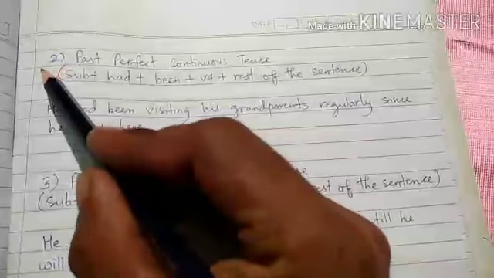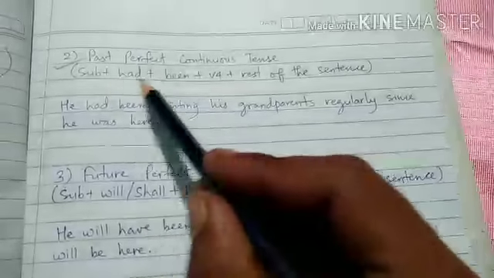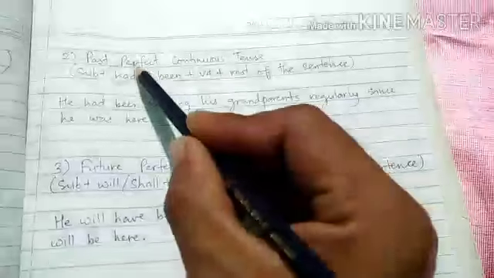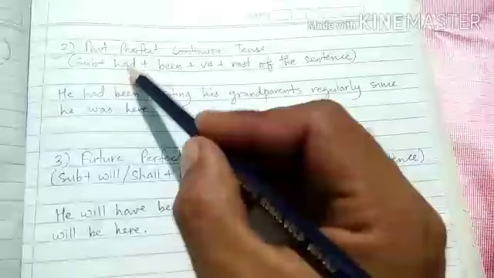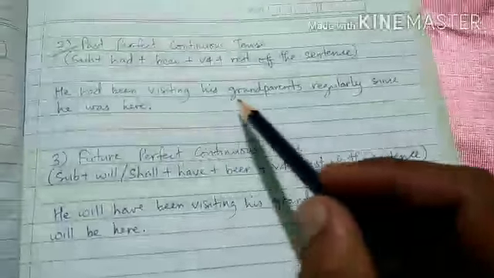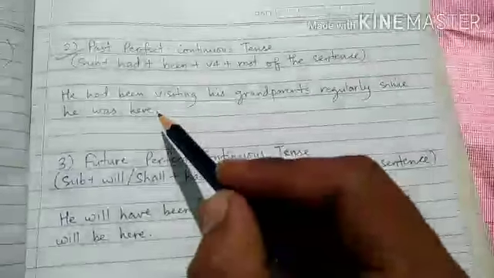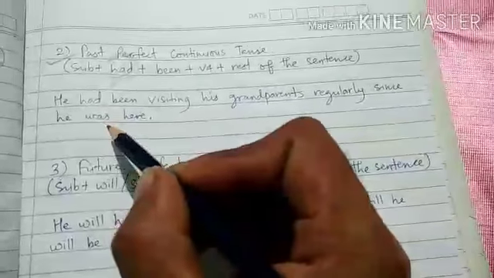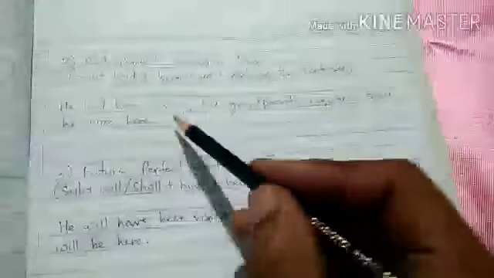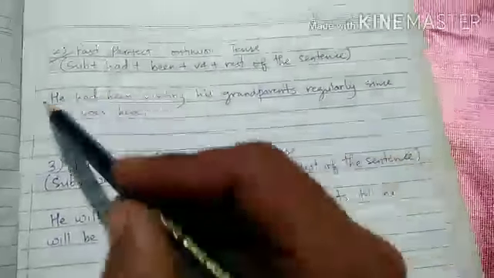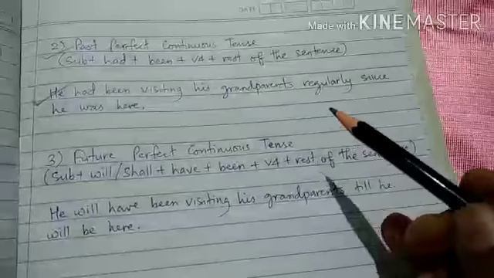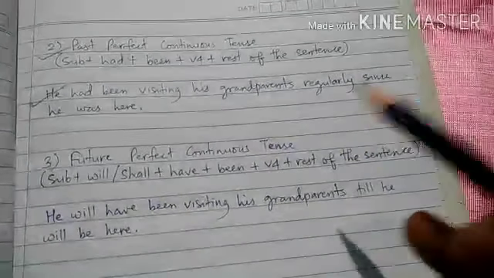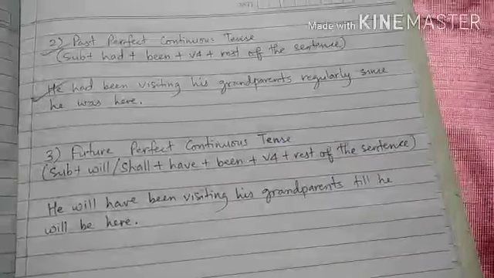Now see here, we will go with the past perfect continuous tense. Subject plus had plus been plus V-ing plus rest of the sentence. So from the group of have verbs, we will use had in past perfect continuous tense whether the subject is singular or plural. Whether the subject is singular or plural, we have to use only had. Like he had been visiting his grandparents regularly since he was here. Okay, now this is in past perfect continuous tense. So this sentence is in affirmative form in past perfect continuous tense. I have made changes in the use of some words according to the requirement of the sentences. Understood?